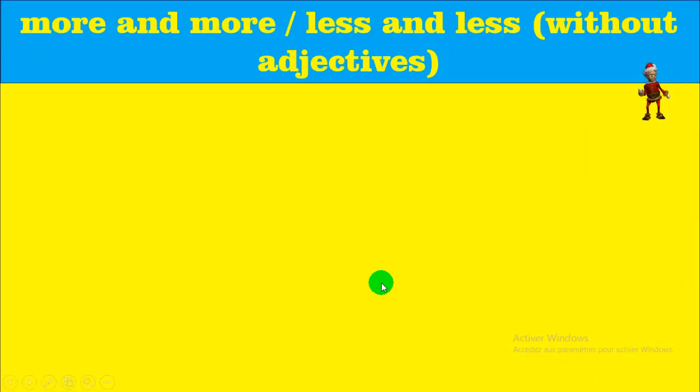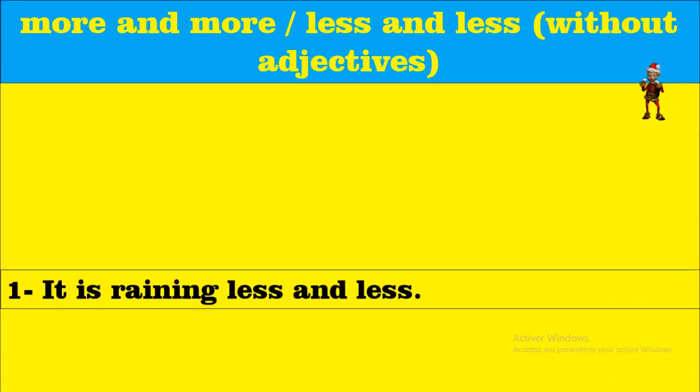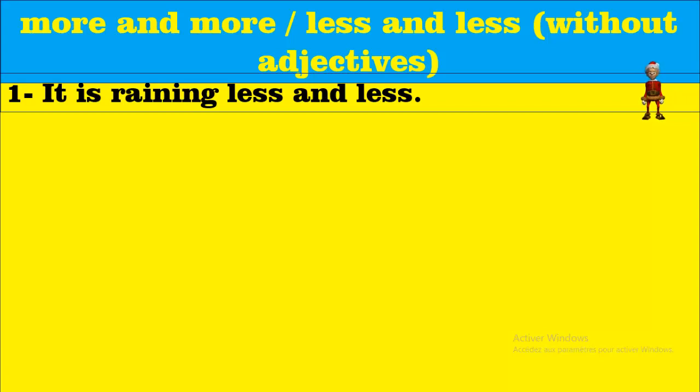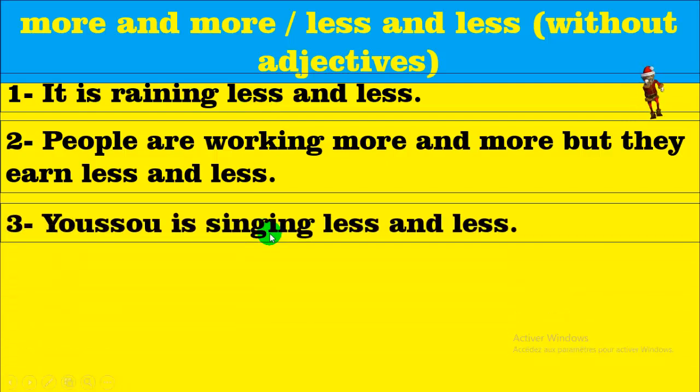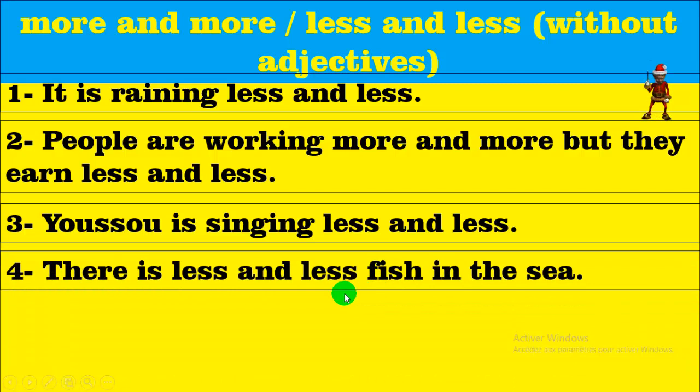More and more, less and less without adjectives. It is raining less and less. People are working more and more, but they earn less and less. Les gens travaillent de plus en plus et gagnent de moins en moins. Il pleut de moins en moins. Youssou is singing less and less. Youssou chante de moins en moins. There is less and less fish in the sea. Il y a de moins en moins de poissons dans la mer.